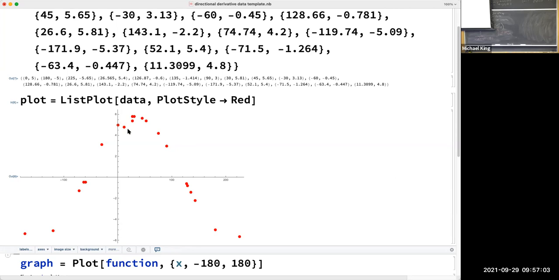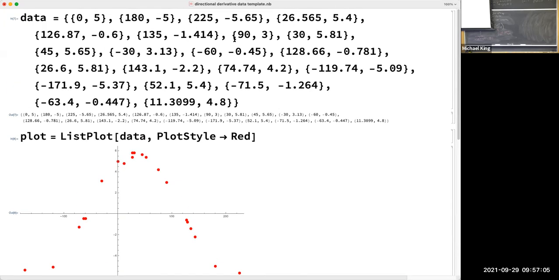value. What's the biggest value anybody got? 5.81. Is 5.81 the biggest value? There are 2 5.81s. Where's the other one? Oh, there. Oh, interesting. They're on opposite sides of something. So halfway between them, maybe.